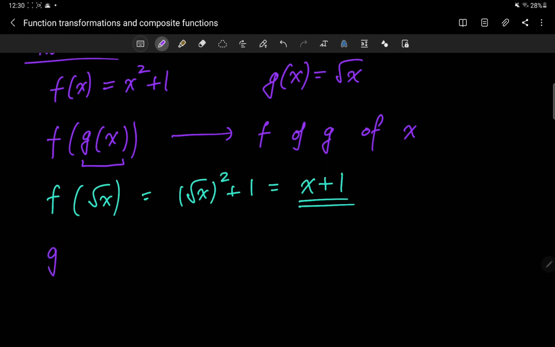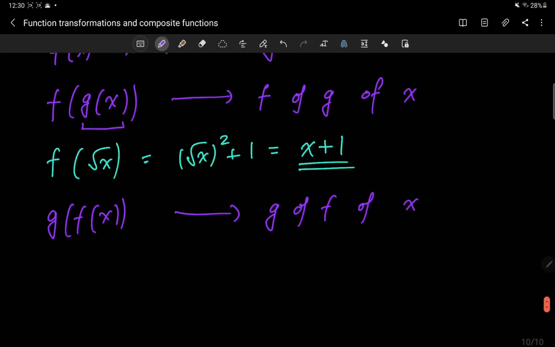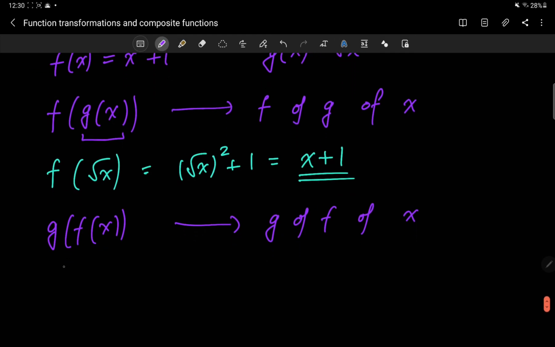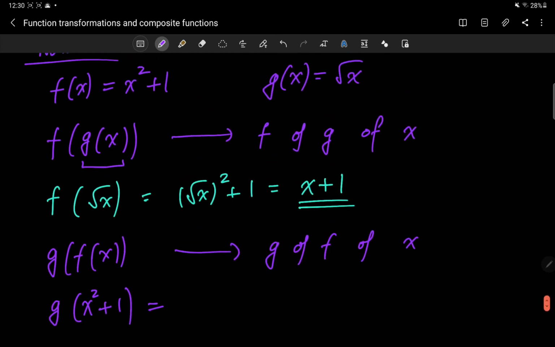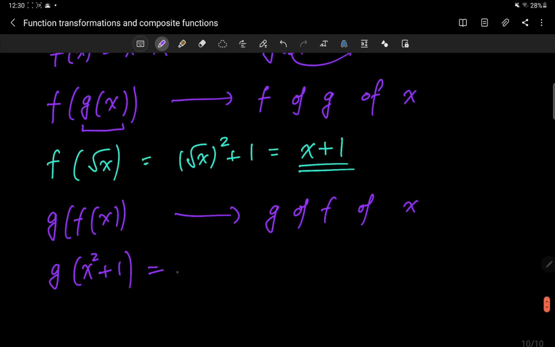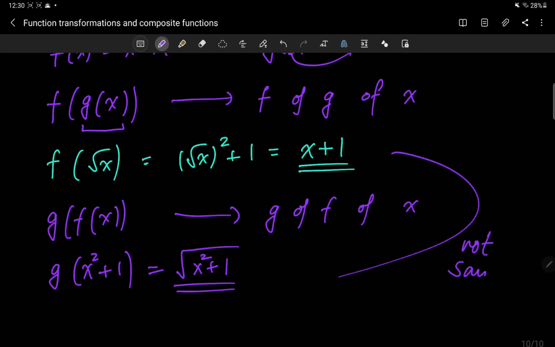Whereas if I change the order and I say g f x, then that is read as g of f of x. Now in that case, we replace f of x by x squared plus 1, and that would become, because g as a rule takes whatever is given to it and square roots it, square root of x squared plus 1. And these are not the same. So they may or may not be the same. In most cases, they are not going to be the same.